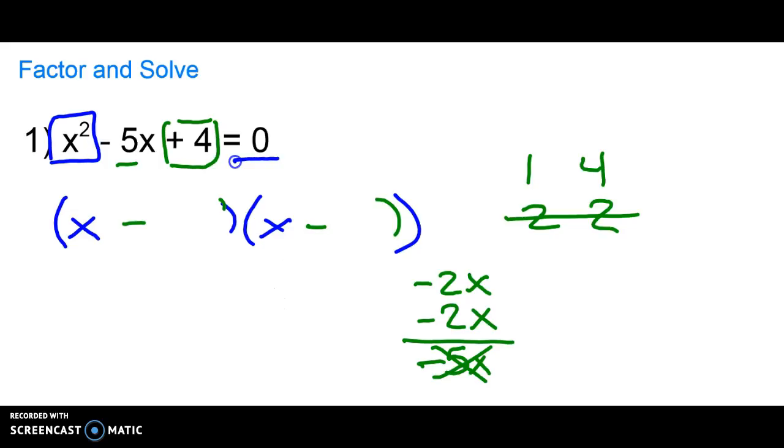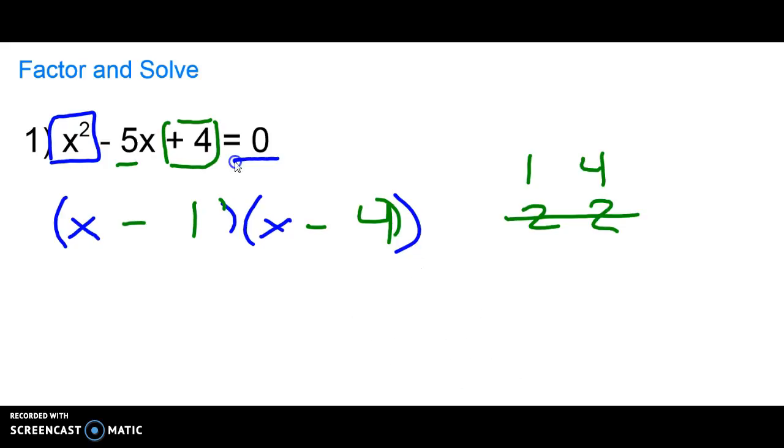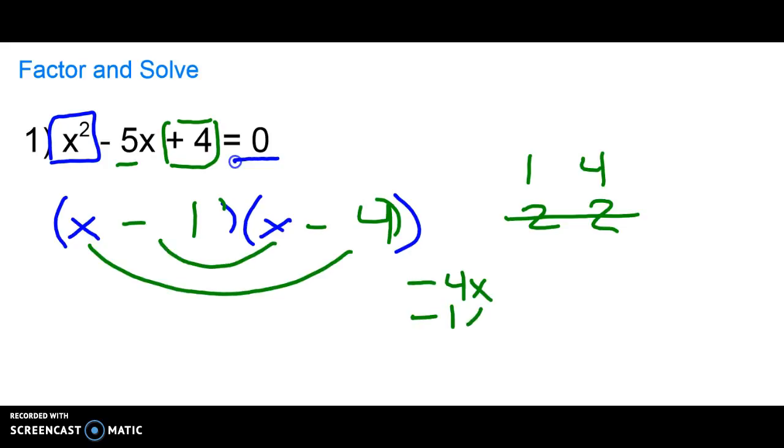So let's try again. I'm going to now try 1 and 4. So again, I have to check. x times negative 4, negative 4x. x times negative 1, negative 1x. And that does in fact add up to negative 5x. So we found the correct factoring.